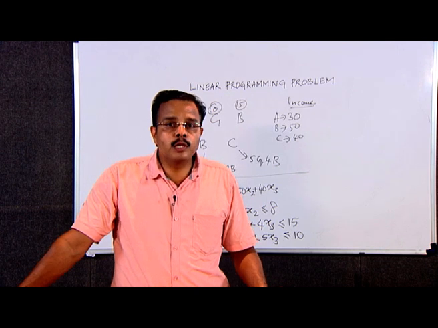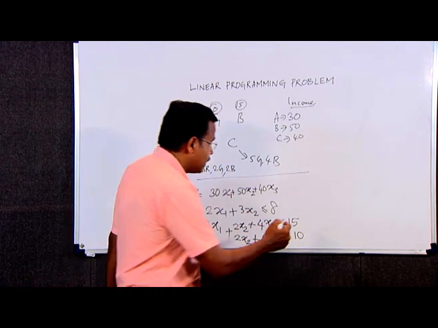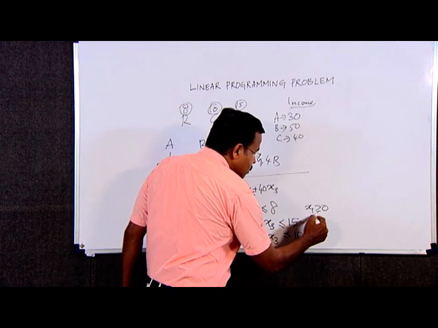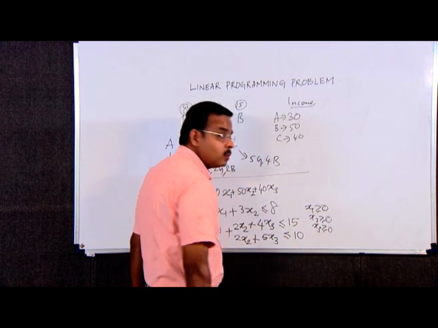Since it is not possible to produce a negative number of cloths, it is obvious that we must also have x1 greater than or equal to 0, x2 greater than or equal to 0 and x3 greater than or equal to 0.